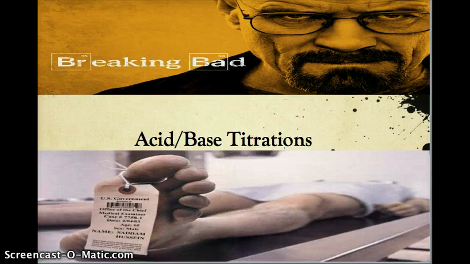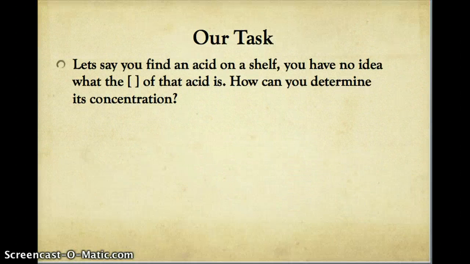Titrations. Titrations is the last topic that we are going to cover in this unit. Before we get into what titrations are and how they're useful, I'm going to ask you this question. Let's say you move into an apartment and you find this random bottle under the sink, okay? So let's say you find an acid on a shelf or under the sink, and you have no idea what the concentration of that acid is. How do you determine the concentration?